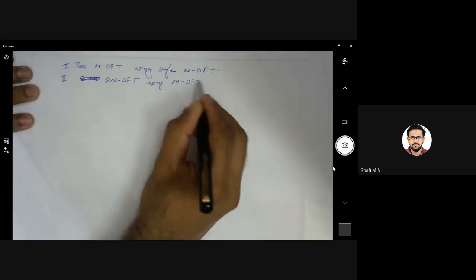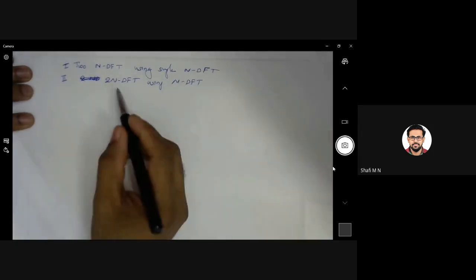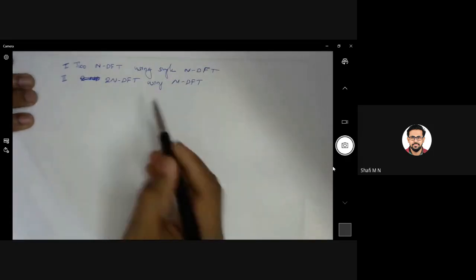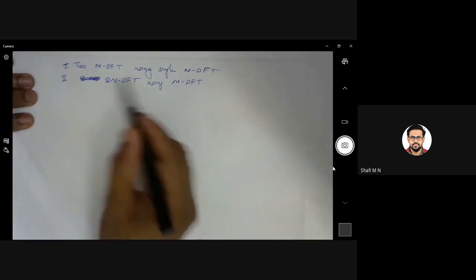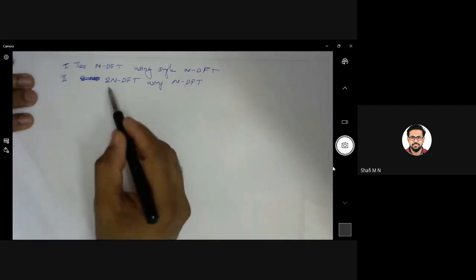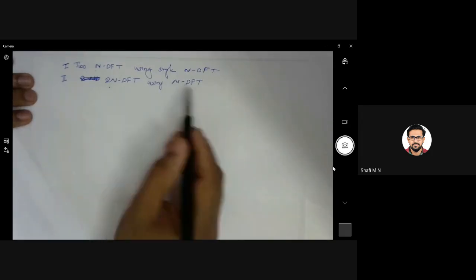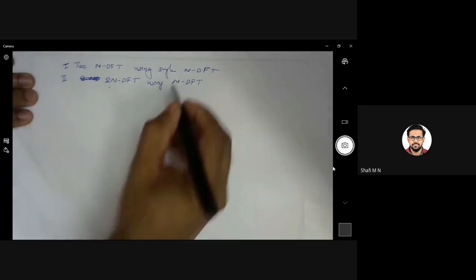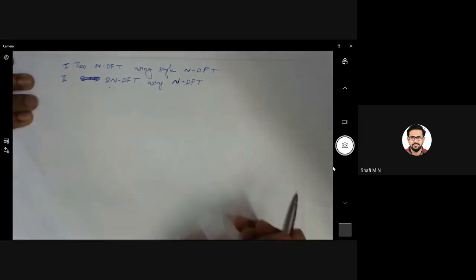That means your question may ask you to compute a 32-point DFT, right? Even if you want to draw a butterfly diagram for a 32-point DFT, or let it be a 16-point DFT, you will have 4 stages, right? But that can be done using an 8-point DFT. So a 16-point DFT can be computed using an 8-point DFT. Say a 1000-point DFT can be calculated using a 500-point DFT. That is the basic intention of this heading: 2N-point DFT using an N-point DFT.